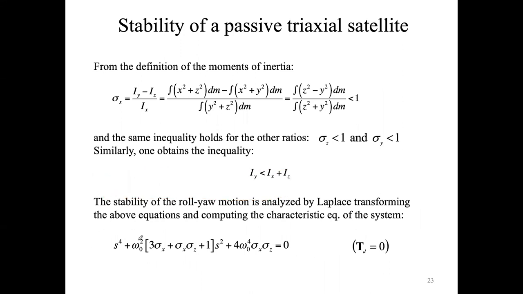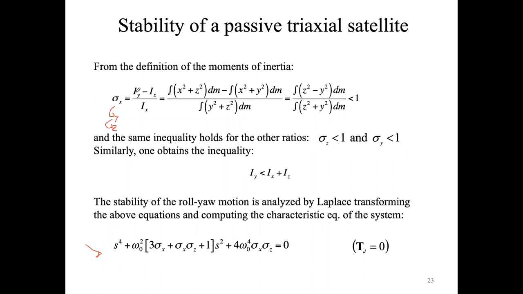Before going ahead to determine the roots of this equation here, we need to show some properties, because what we are going to see indeed is that the stability of the system depends only and exclusively on the moment of inertia of the system itself. One important property is indeed that sigma x, sigma y, sigma zeta are less than 1.